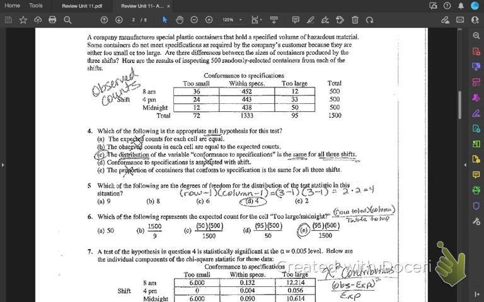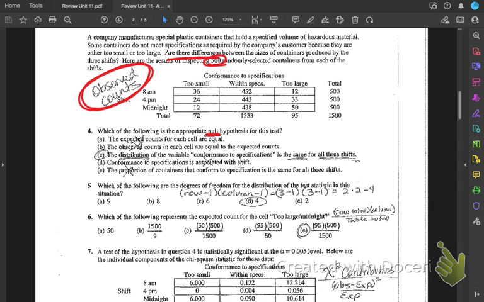Let's see, are there differences between the sizes of containers produced by the 3 shifts? Here are the results of inspecting 500 randomly selected containers from each of the shifts. These are our observed counts. Okay? Which of the following is the appropriate null hypothesis?